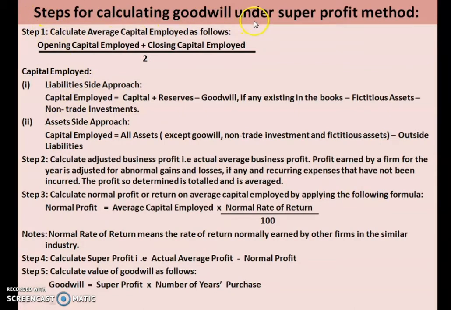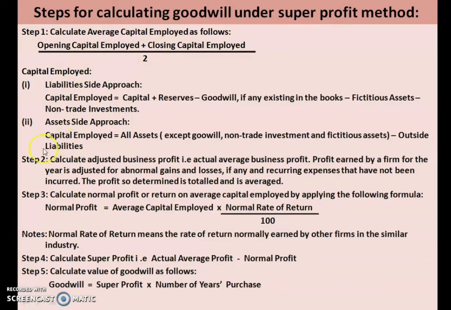Okay. Now these are the steps for calculating goodwill under the super profit method. The first step is to calculate the average capital employed. We already discussed capital employed, and how to find it using either approach. Opening capital employed plus closing capital employed divided by 2 gives you the average capital employed.